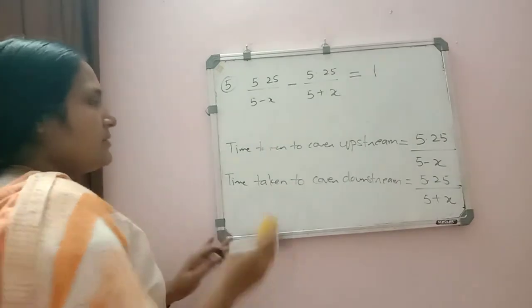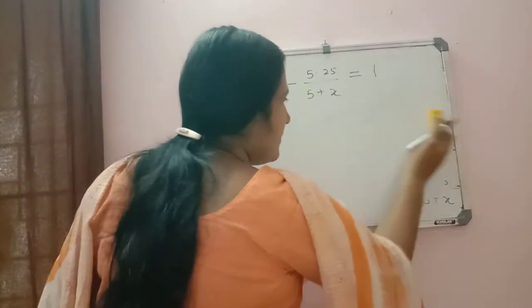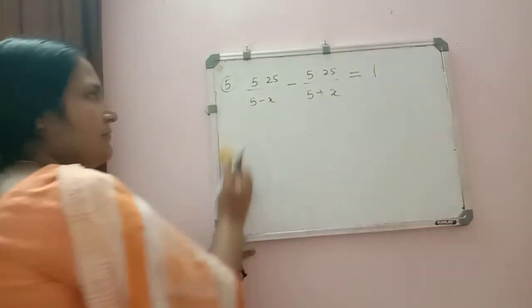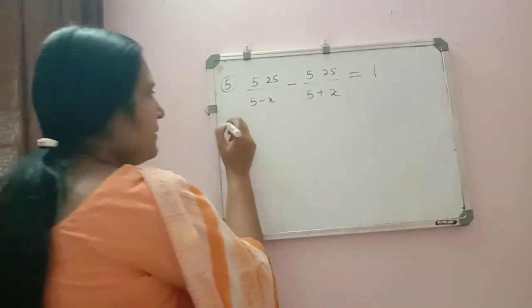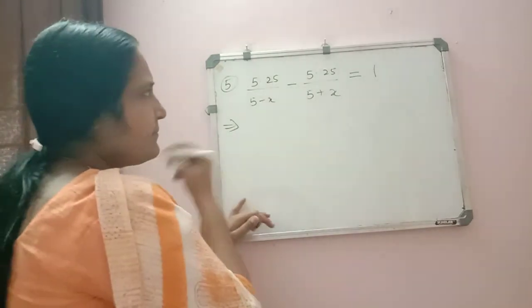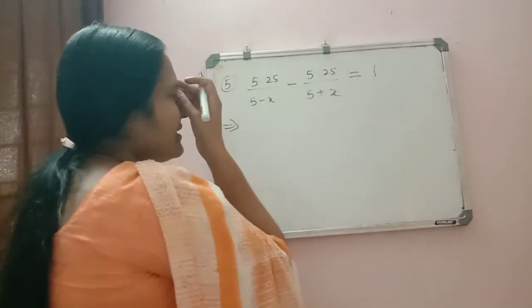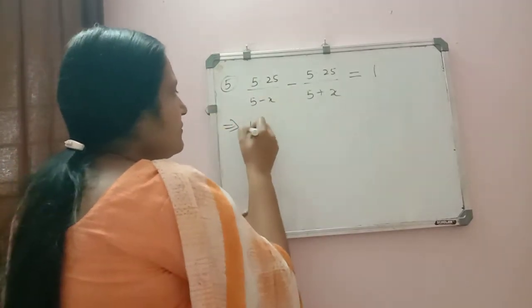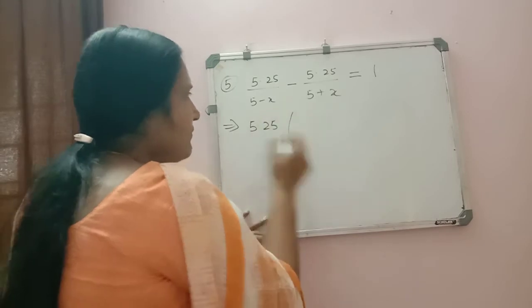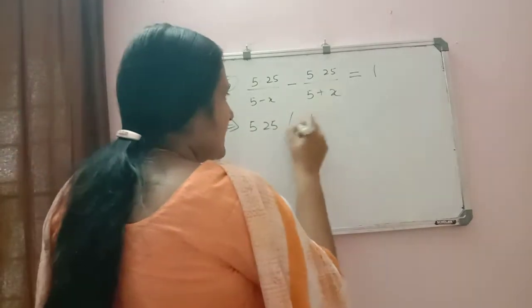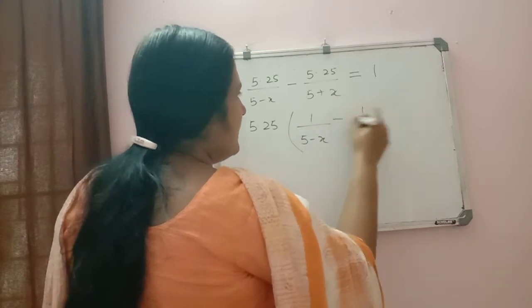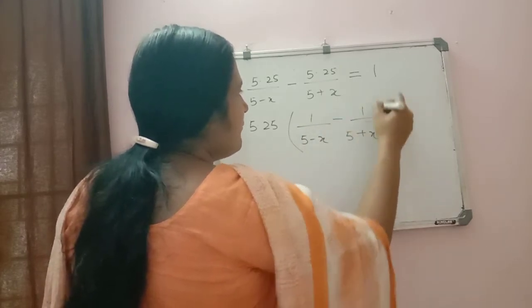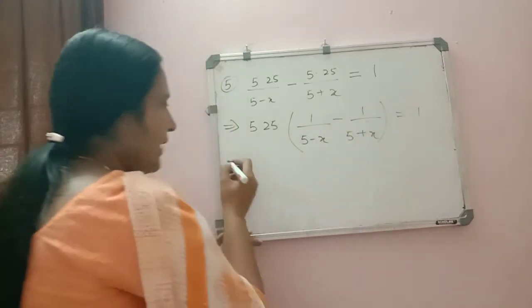Always the time should be written in hours only. If it is not in hours, you have to convert it. If it is written in minutes, convert into hours by dividing by 60. While calculating with decimals, if it is difficult, you can take 5.25 outside. Then inside the bracket we get 1 by 5 minus x, minus 1 by 5 plus x, is equal to 1.